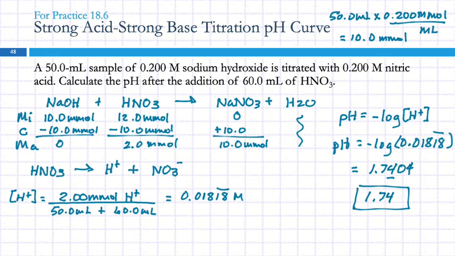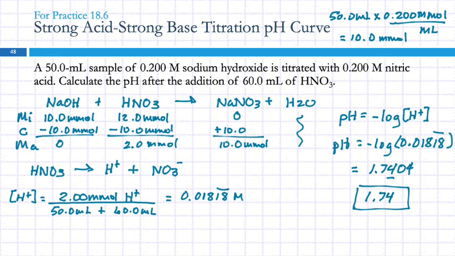Pardon me? The hydroxide, the sodium hydroxide is in the beaker or in the... For this one, the sodium hydroxide is in the flask, and the nitric acid is in the burette. So we're adding the nitric acid.